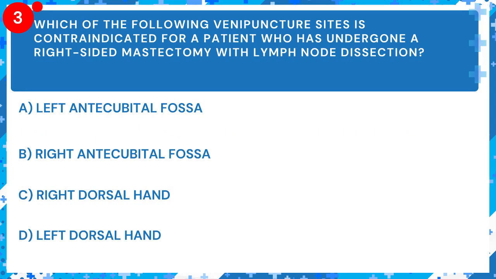Question 3. Which of the following venipuncture sites is contraindicated for a patient who has undergone a right-sided mastectomy with lymph node dissection? A. Left antecubital fossa. B. Right antecubital fossa. C. Right dorsal hand. D. Left dorsal hand.